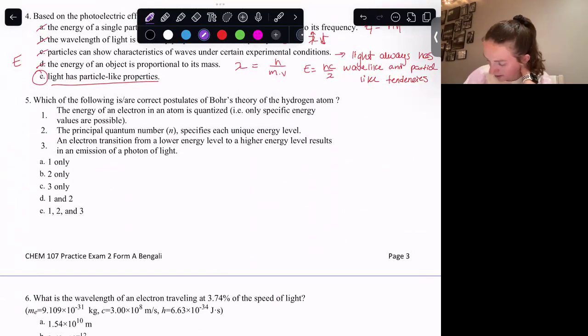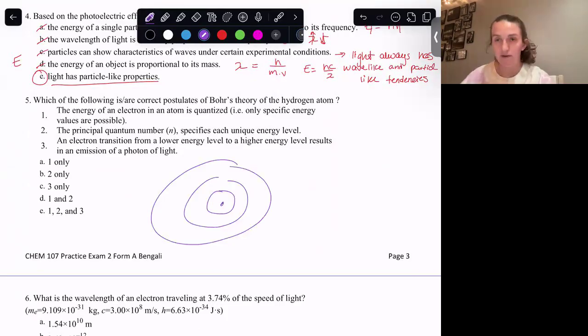So for 5, this is again just true or false statements. So I always like to either ask myself, can I prove it if it's true? Can I prove it if it's false? So the energy of an electron in an atom is quantized. Only specific energy values are possible. We know this to be true because of our various energy levels that we have, right? Those are all at specific energy levels. So this is true. The principal quantum number specifies each unique energy level. This is also true, right? This could be 1, 2, 3, 4, based off of the period in the periodic table.